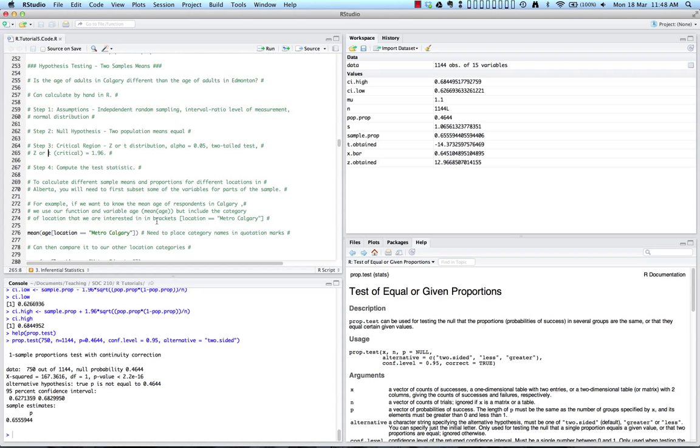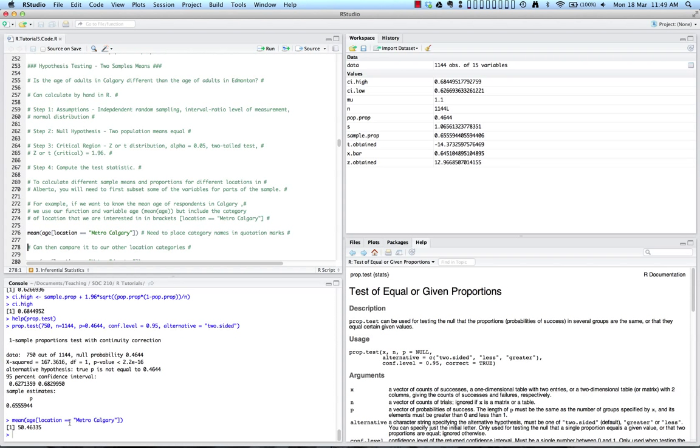So to calculate different sample means and proportions for different locations in Alberta, you're first going to need to subset some of the variables for parts of the sample. So for example, if we want to know the mean age of respondents in Calgary, we use our function and variable age first for mean age, but we also want to include the category of location that we're interested in in brackets. So location in this case is going to be equal to Metro Calgary. Two key things here, you're going to want to use a double equal sign for location, and you're also going to want to put Metro Calgary with quotation marks because we're dealing with words here. So let's try that and see what we get.